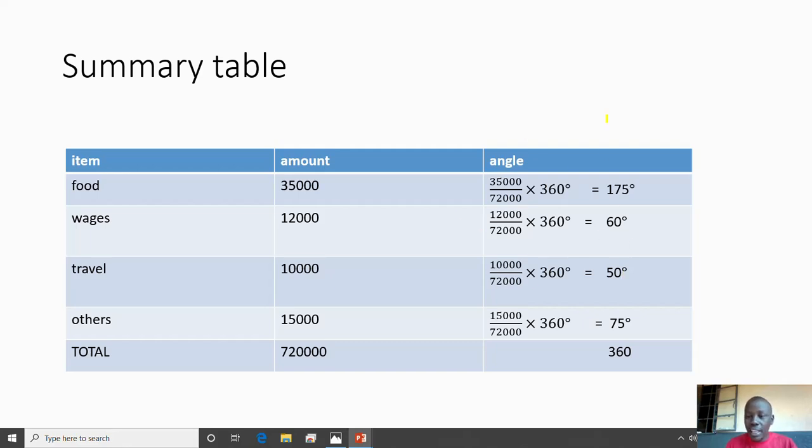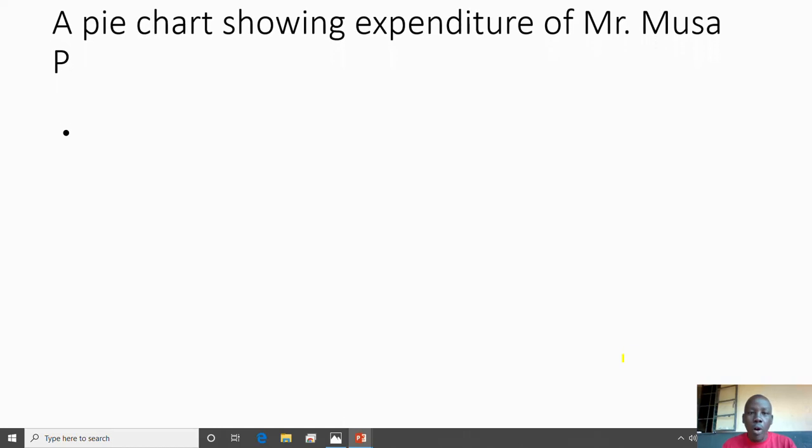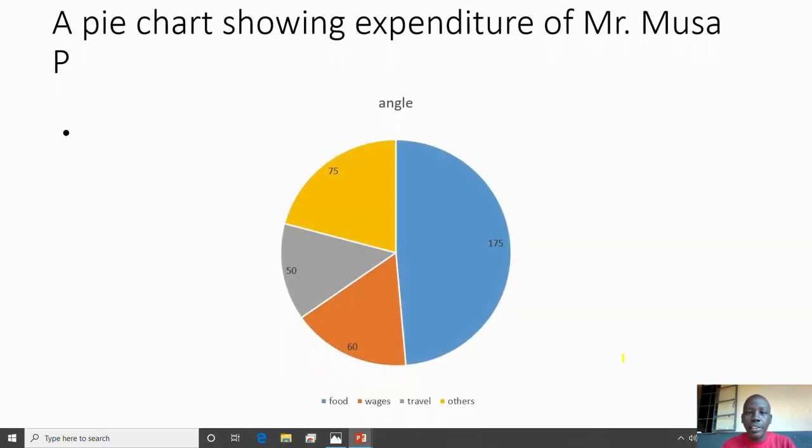Now, after getting these angles, we need to add them to see whether we get the angle sum of a circle, which is 360 degrees. When we obtain that, it means that our angles are correct. Then we continue to our pie chart.